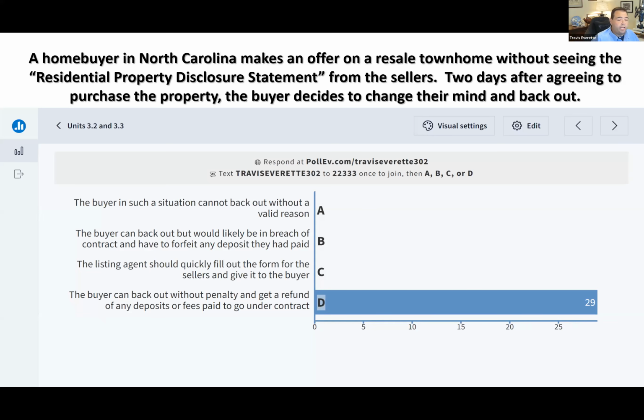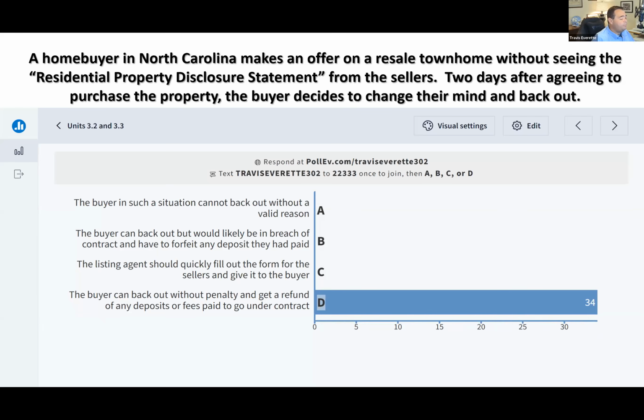So then we go through the answer choices here. It says the buyer in such a situation cannot back out without a valid reason. Sure they can. Matter of fact, buyers can almost always back out, but in this case, they certainly can back out because they're within what time frame? 3 days. They're within that 3 days that they get because they didn't get the form.